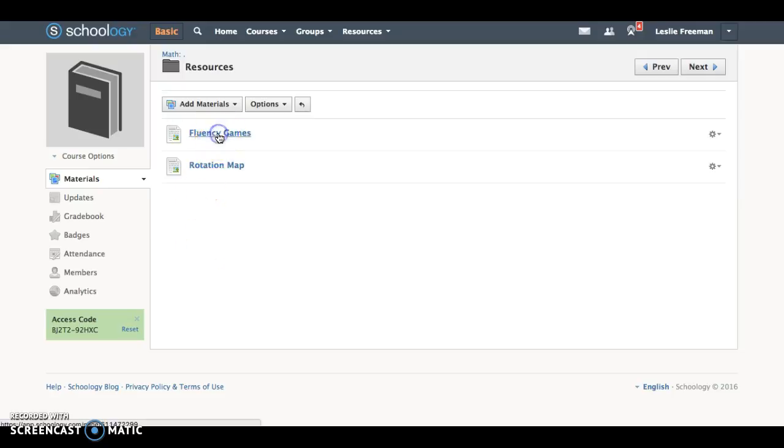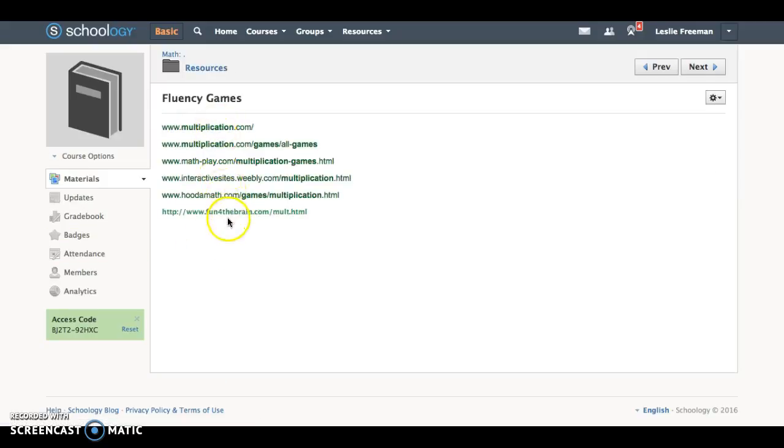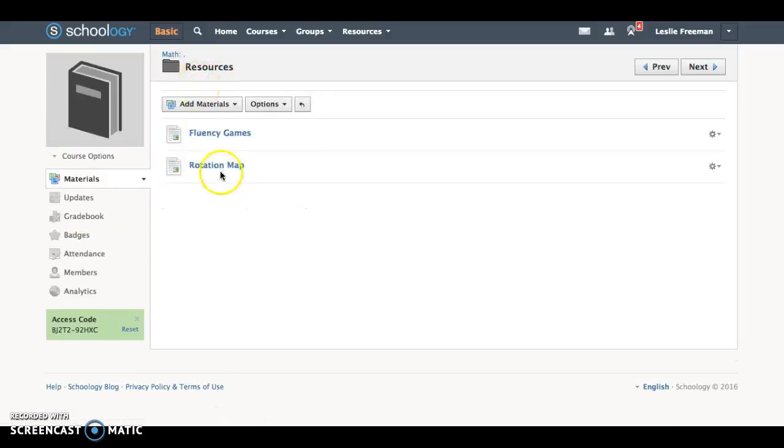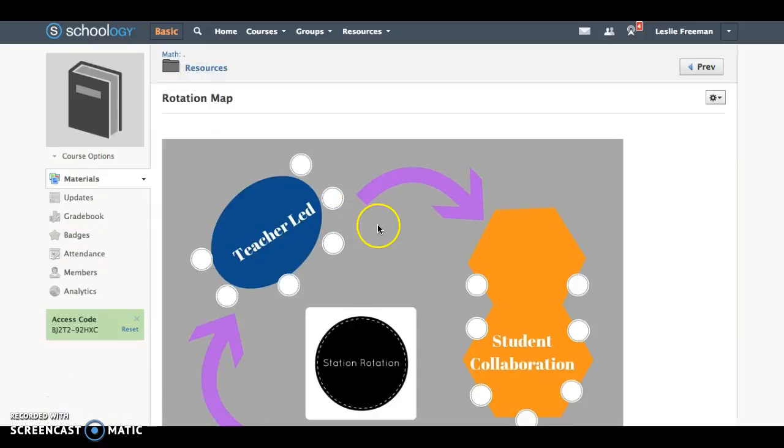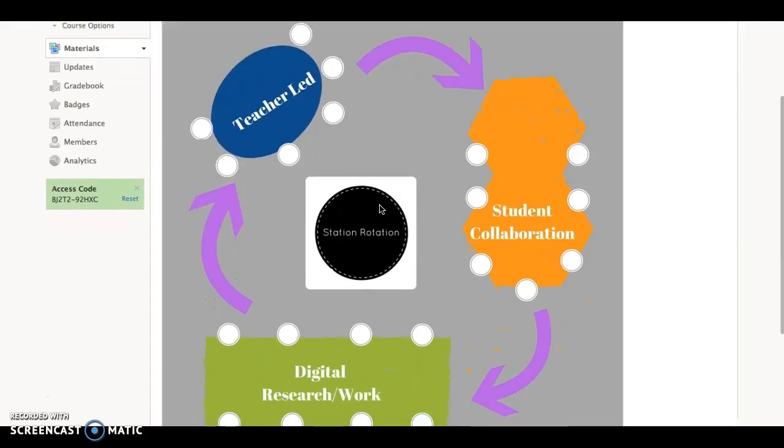So just a couple of fluency games for students to go to. This would be like a bonus activity, something that they could go to if they had extra time. And I also included my rotation map so that students could see where they were supposed to be going when we were doing our station rotations.